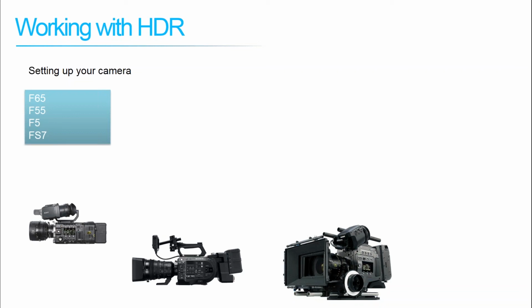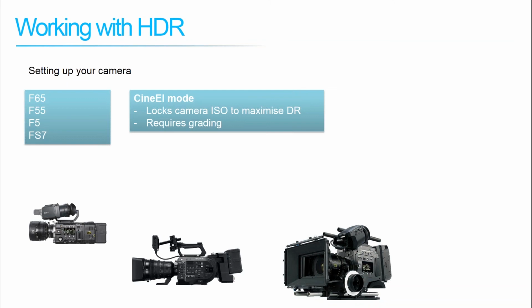Cine EI mode also, because you're getting the whole dynamic range of the camera, which is about 14 stops, which is really a lot, it's going to assume that you're going to be grading it. I wouldn't shoot something Cine EI and then expect to just turn that around and send it through. I would make sure when you're planning your workflow that you have a grading process in it.